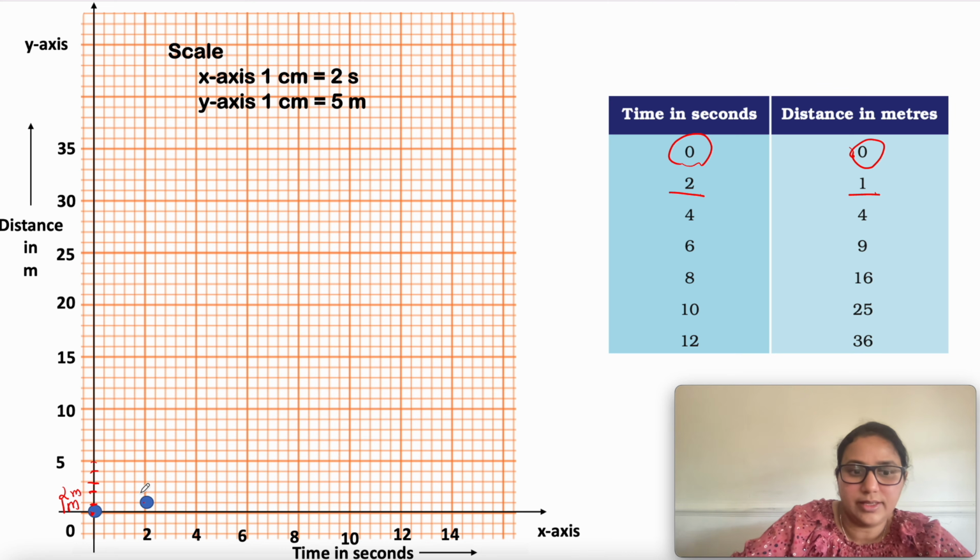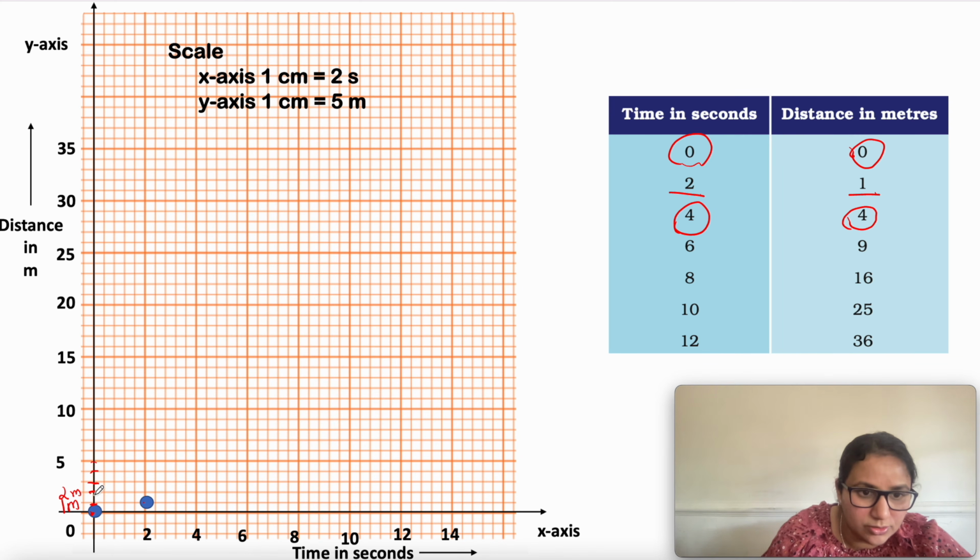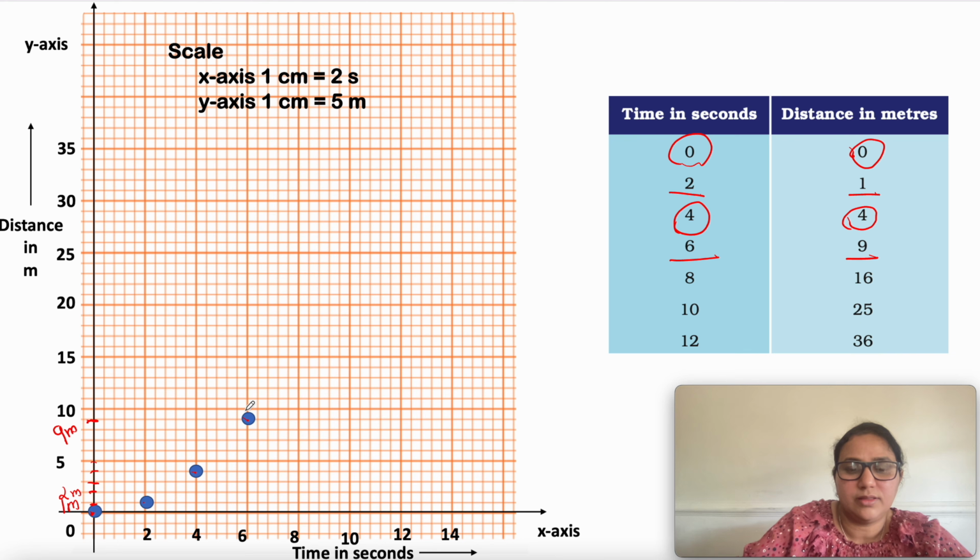So here we get the next point. And for 4 seconds, the distance covered is 4 meter. So as you know, 1 meter, 2 meter, 3 meter, 4 meter. So 4 meter somewhere here, and the distance covered is 4 meter and the time is 4 seconds. So the next plot is here. Next is 6 seconds, 9 meter. So this goes like this: 6 meter, 7 meter, 8 meter. So this will be your 9 meter. So 9 meter, the point is here.